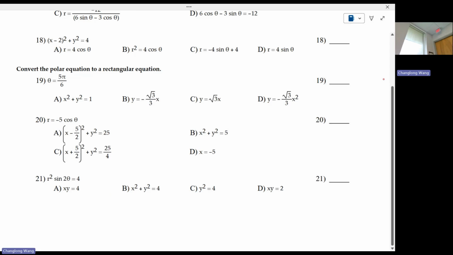Do you have any thoughts about 19? Writing that equation in x and y. Theta is 5/6. Then we just do this problem with theta being a different angle. That's exactly the same problem. Did we do that as well? That was letter D. Instead of having cosine, it's sine theta. But 21 is a bit tricky. R squared is kind of nice, but what about sine 2 theta?